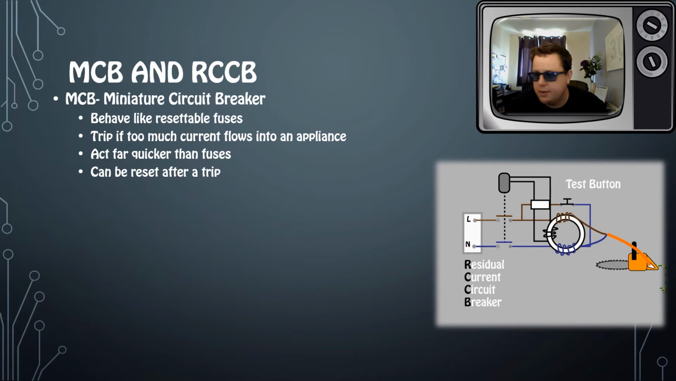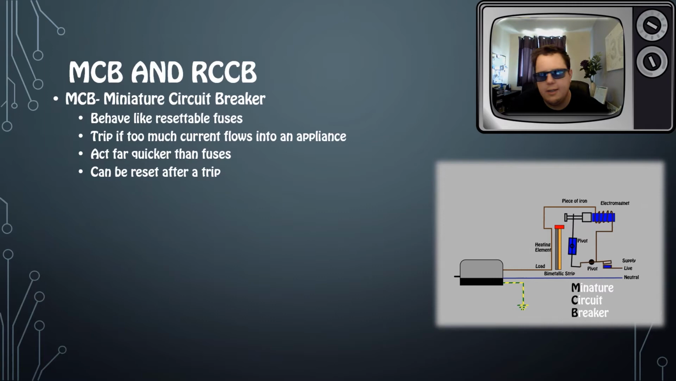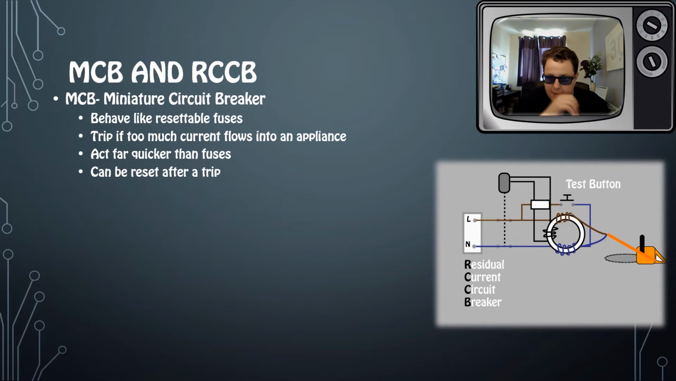But the advantages they have are twofold. One, they act far quicker. Remember the video we showed last time, how long it took that fuse to blow? MCBs pretty much will trip instantly the minute too much current flows in them. The other advantage they have is that they are resettable. Hopefully, whilst I'm talking, you might have been paying attention to this animation here. We'll just let this bit tick through and we'll talk about the next one when it comes back.